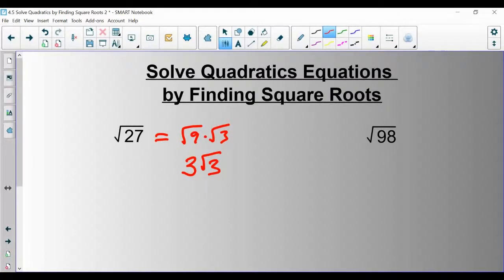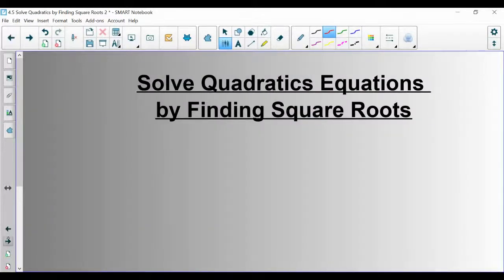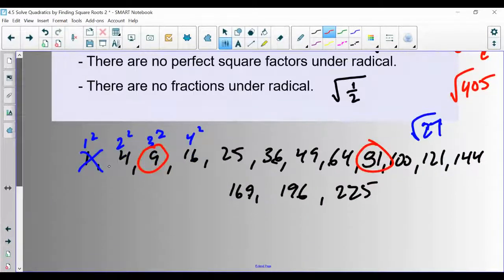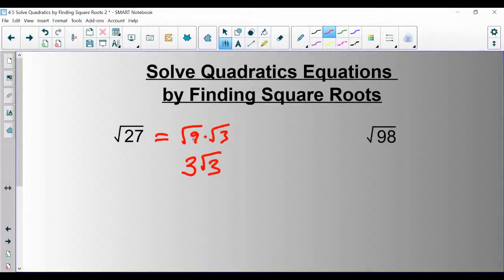Class, it should make sense to you that if you were to take the square root of any of these numbers on my list, it's going to come out as a nice number. It's going to be simplifiable, right? Square root of 4 is 2, square root of 9 is 3, square root of 16 is 4, square root of 25 is 5. That's the reason why all these numbers are listed here. So if you take one of those numbers out as a factor, you will always be able to take the square root of it and get a nice number.